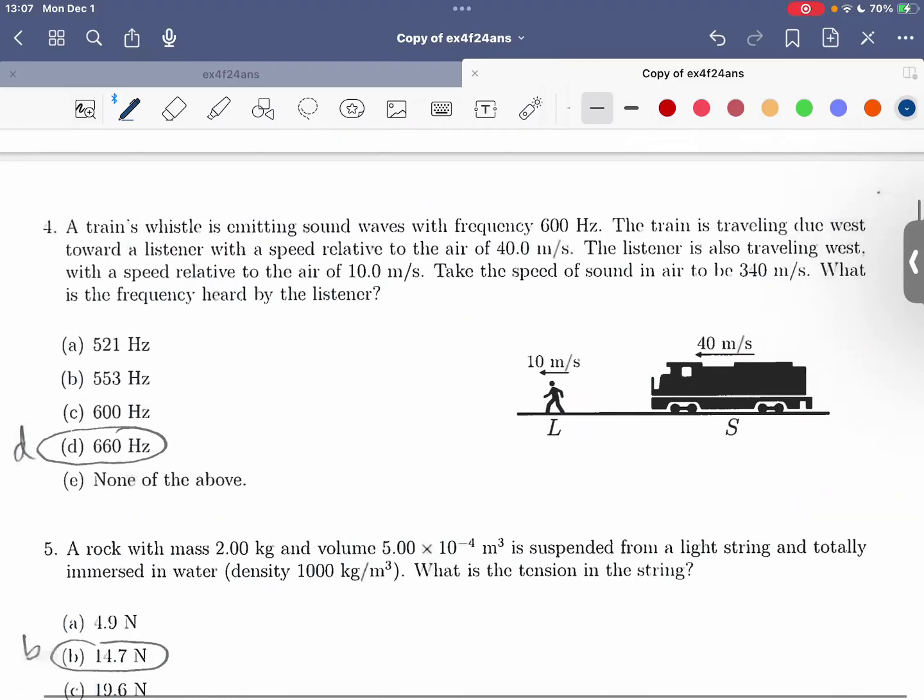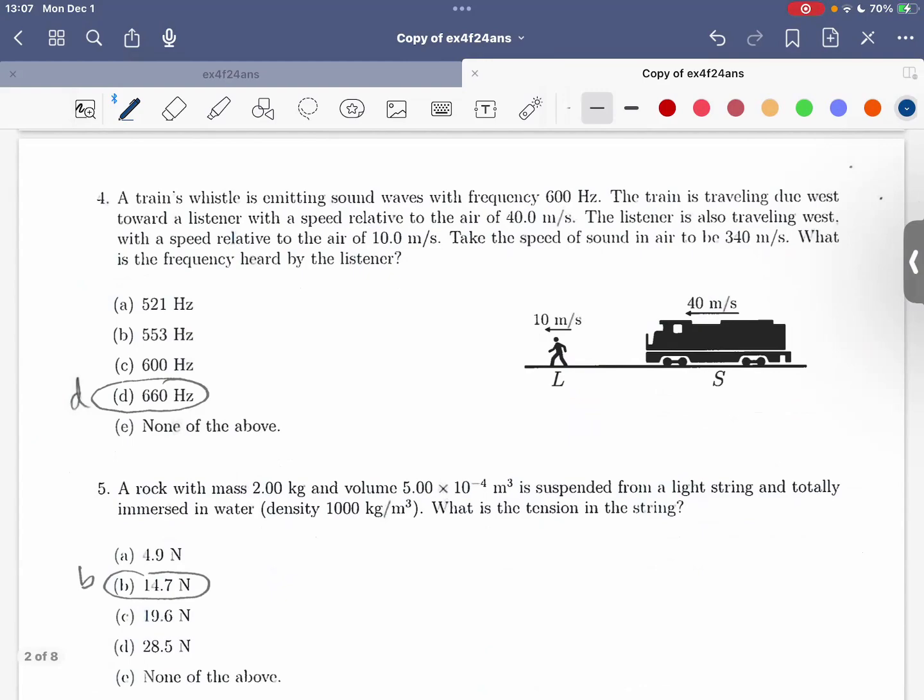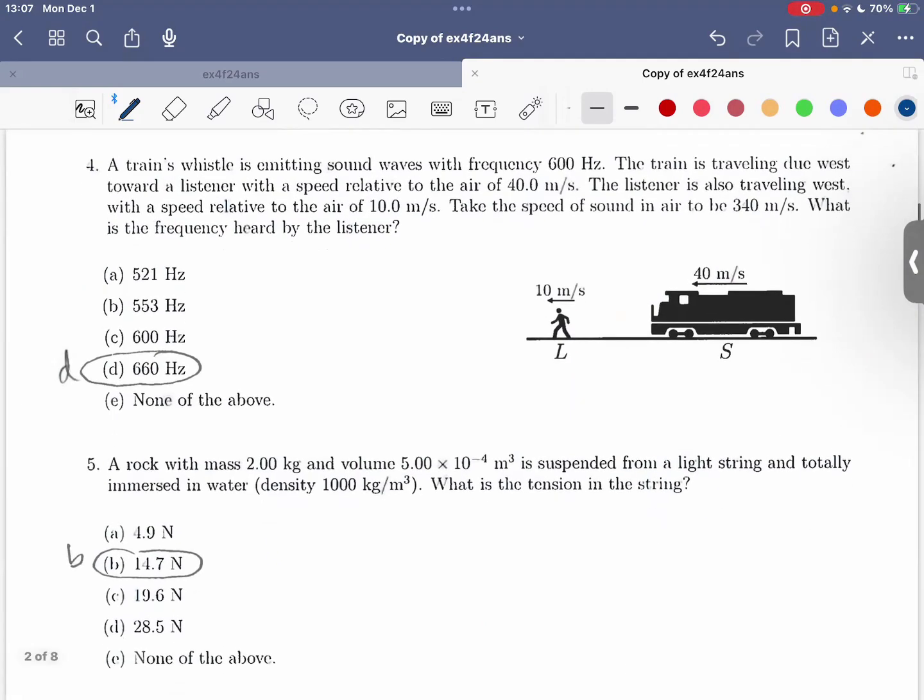Okay, so number 4 is a Doppler question. So we're told a train's whistle is emitting sound waves with frequency 600 hertz. So frequency source is equal to 600 hertz. Train is traveling due west toward a listener with a speed relative to the air of 40 meters per second. So that's already drawn in the diagram. The listener is also traveling west with a speed relative to the air of 10 meters per second. So take the speed of sound in air to be 340 meters per second. What is the frequency heard by the listener?